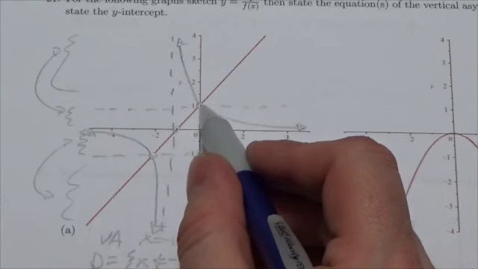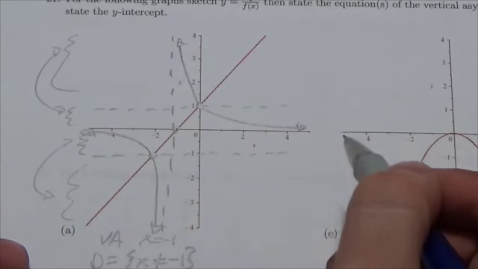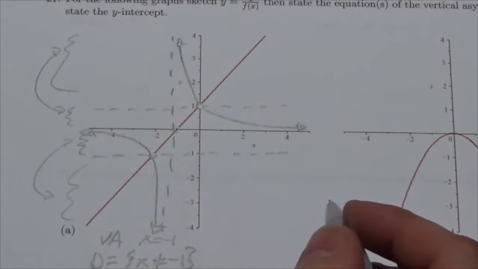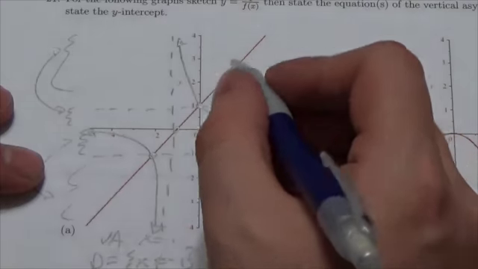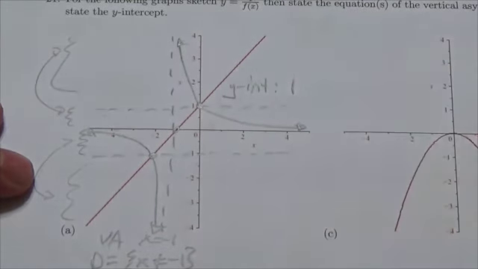And now what I've got to do is identify the y-intercept. Well, the y-intercept in this case on the original graph was 1. Because that was an invariant point, I can see here that the y-intercept of my reciprocal is also going to be 1.